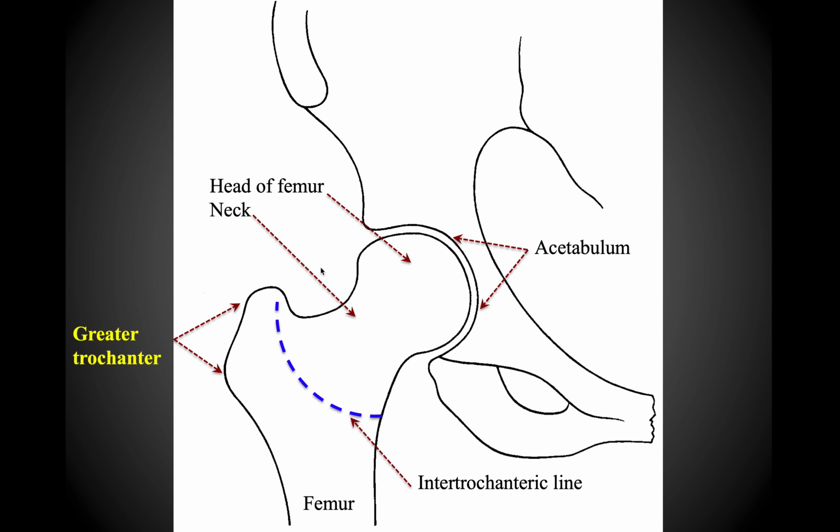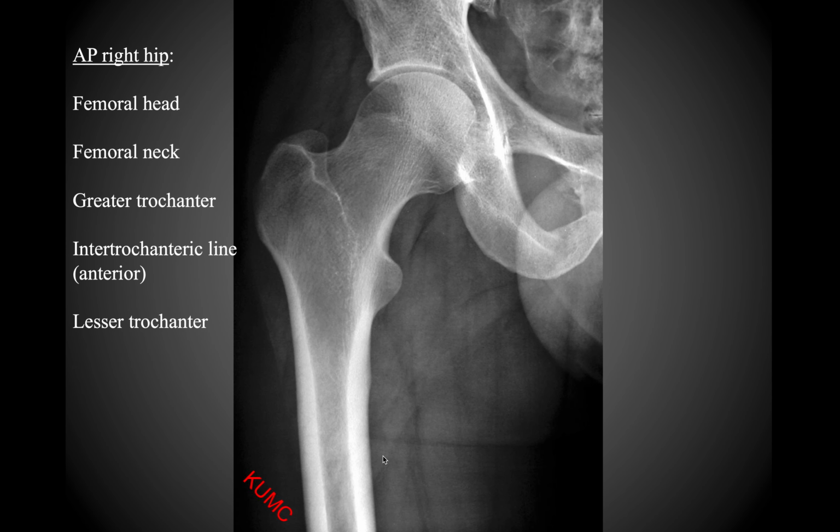Here we have a diagram, an artist rendering of these structures again, so you can see the head of the femur sitting within the acetabulum of the hip, and then we can see the intertrochanteric line, greater trochanter. Remember then the lesser trochanter would be right about here as well. So now looking at an AP radiograph, you can appreciate these structures on here with the head of the femur, the neck, the greater trochanter, lesser trochanter, and the intertrochanteric line, again looking anteriorly.